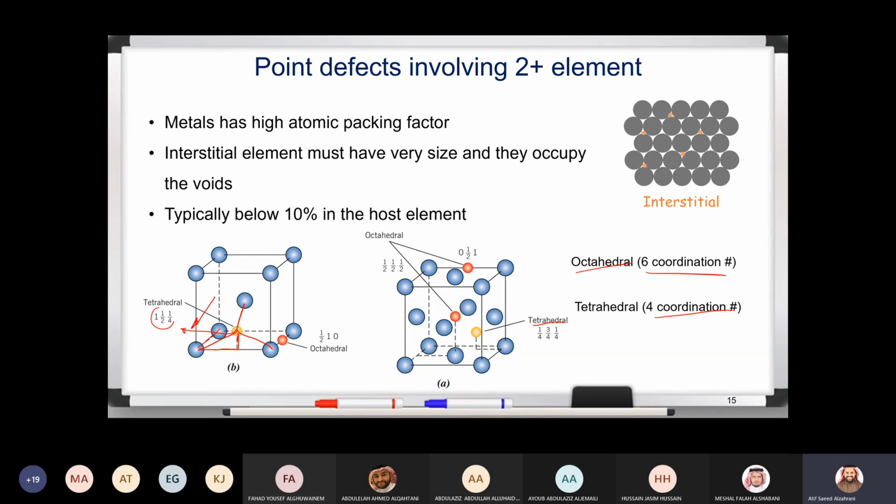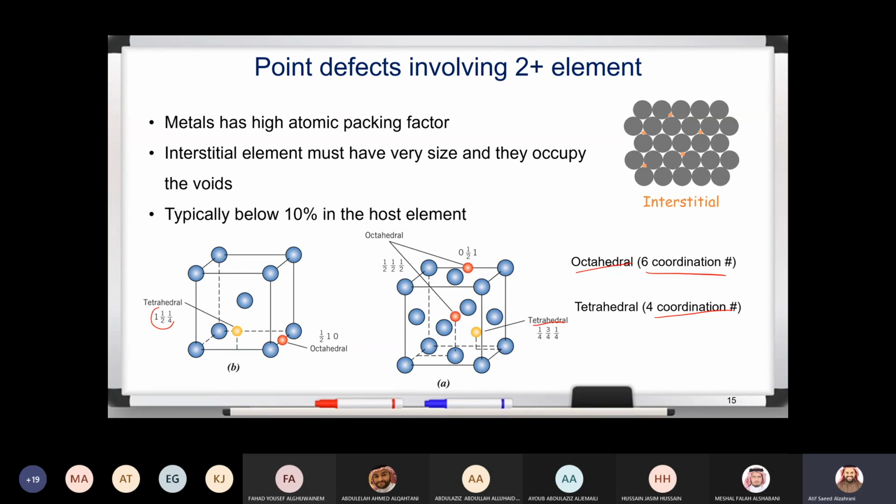Now, why do you need to know this? Because if you take advanced courses, inshallah, you're going to be dealing with XRD or ceramic materials, and the location of these sites is very important. You will hear a lot about octahedral sites and tetrahedral sites when we're talking about impurities.